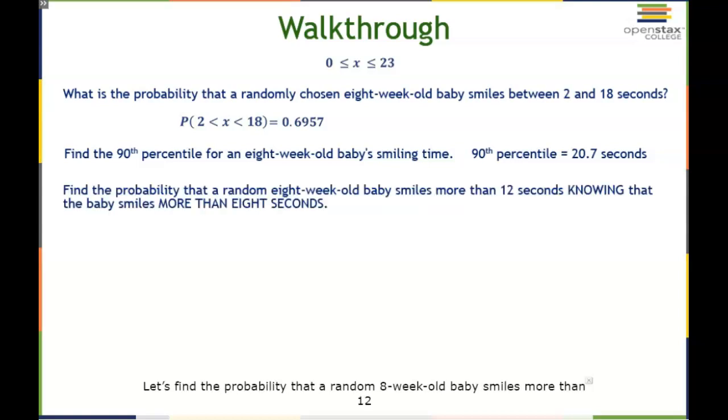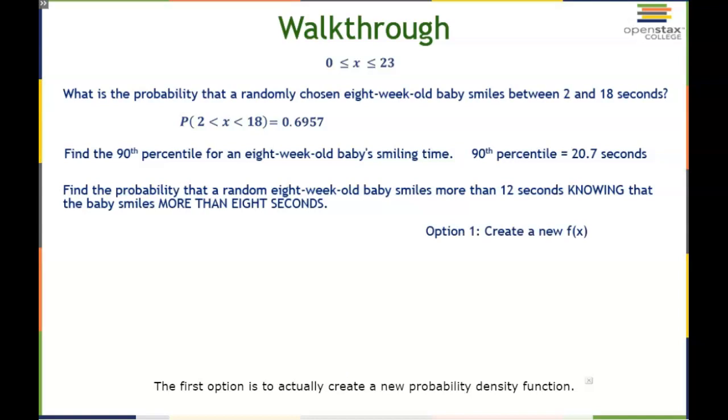My goodness. Let's change up the problem a little bit. Let's find the probability that a random 8-week-old baby smiles more than 12 seconds, knowing that the baby smiles more than 8 seconds. We know the baby already smiles more than 8 seconds. So what's the probability that the baby actually smiles more than 12 seconds? There's 2 ways to calculate this problem.